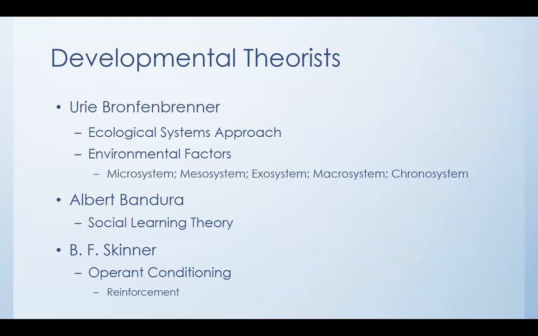The macrosystem is influenced by the culture and society in which the person lives, such as political or religious-based beliefs. And the last factor is called the chronosystem. This refers to the cumulative experiences a person has over the course of a lifetime, such as marriage, children, or divorce.